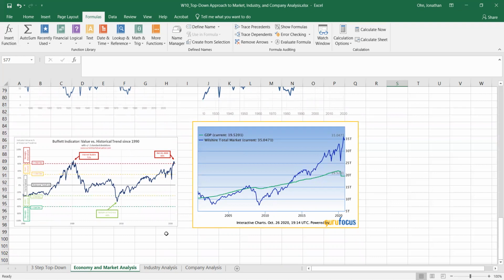The Warren Buffett indicator is simply the ratio of the total market value of, for example, the Wilshire 5000 to GDP. The Wilshire 5000 is the proxy for the U.S. stock market, right? So it is the total market value of the Wilshire 5000 to GDP.